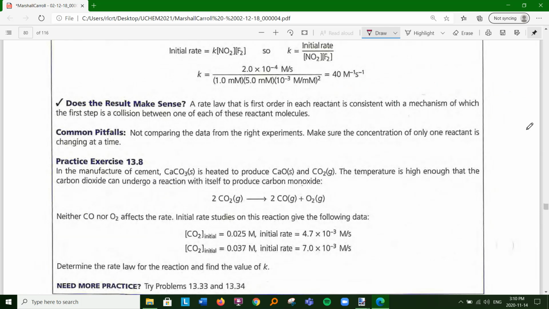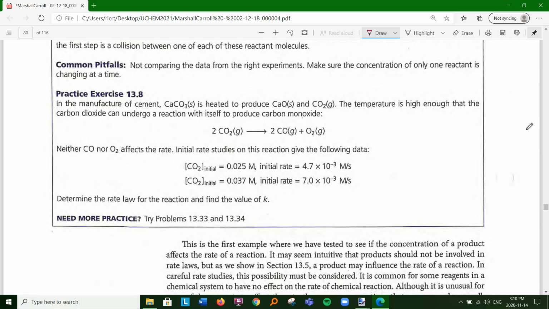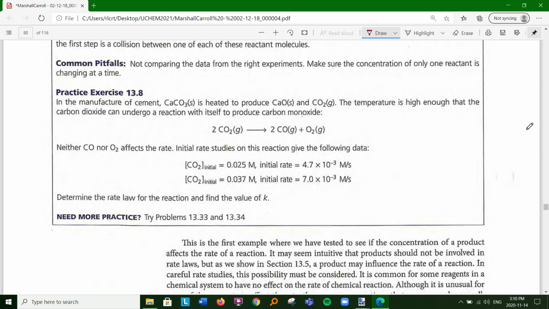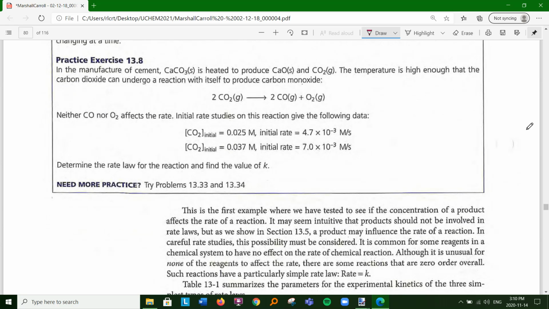So, imagine a typo. Let's see. Let's look at this one. Practice exercise 13.8. In the manufacture of cement, calcium carbonate. That's how Jethro used to talk on the TV show The Beverly Hillbillies. He called the big swimming pool the cement pond. Anyways, forget about the reference from 1960 television.